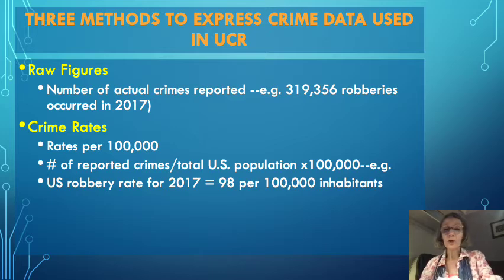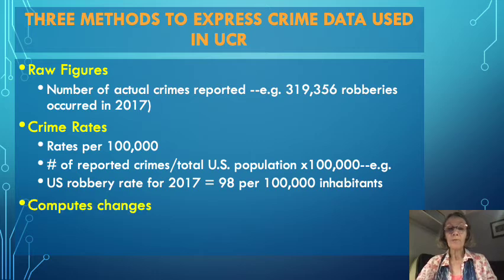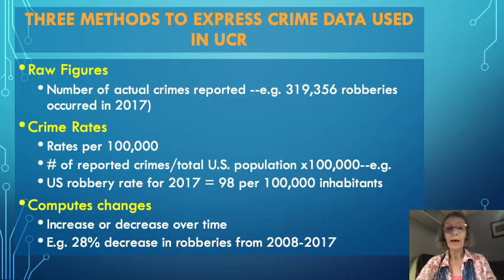Now, we're not saying if that's a good rate or a bad rate, but it just gives you more information about figuring out just how significant a problem that crime presents to society. And then the Uniform Crime Report will compute changes over time. And so it tells us whether or not the crime has increased or decreased over time. For example, there had been a 20% decrease in robberies from 2008 to 2017. And so it'll report changes over time.